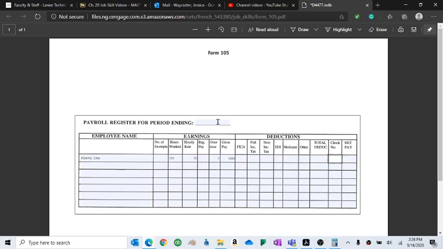So that's it. And then this is the register for period ending. And if you look back on job skill 20-6, it's going to tell you when you wrote those paychecks. You're going to write that date in there. So if you have any questions, let me know.